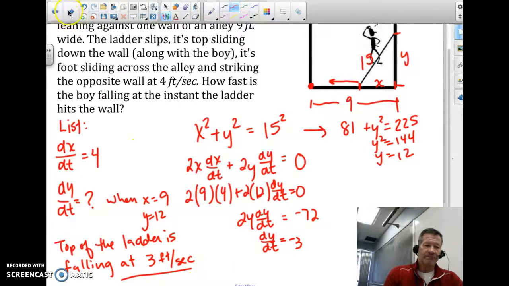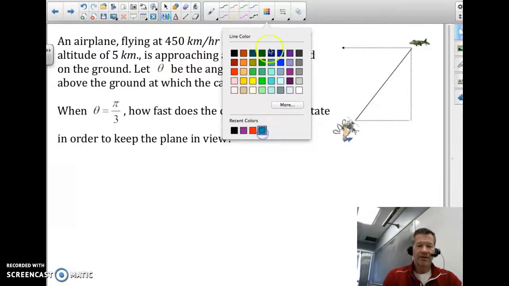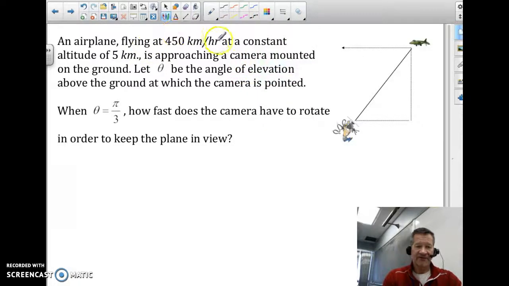One more. This last one, we have an airplane. The airplane is flying at 450 kilometers per hour at a constant altitude of 5 kilometers. It's approaching a camera mounted on the ground.